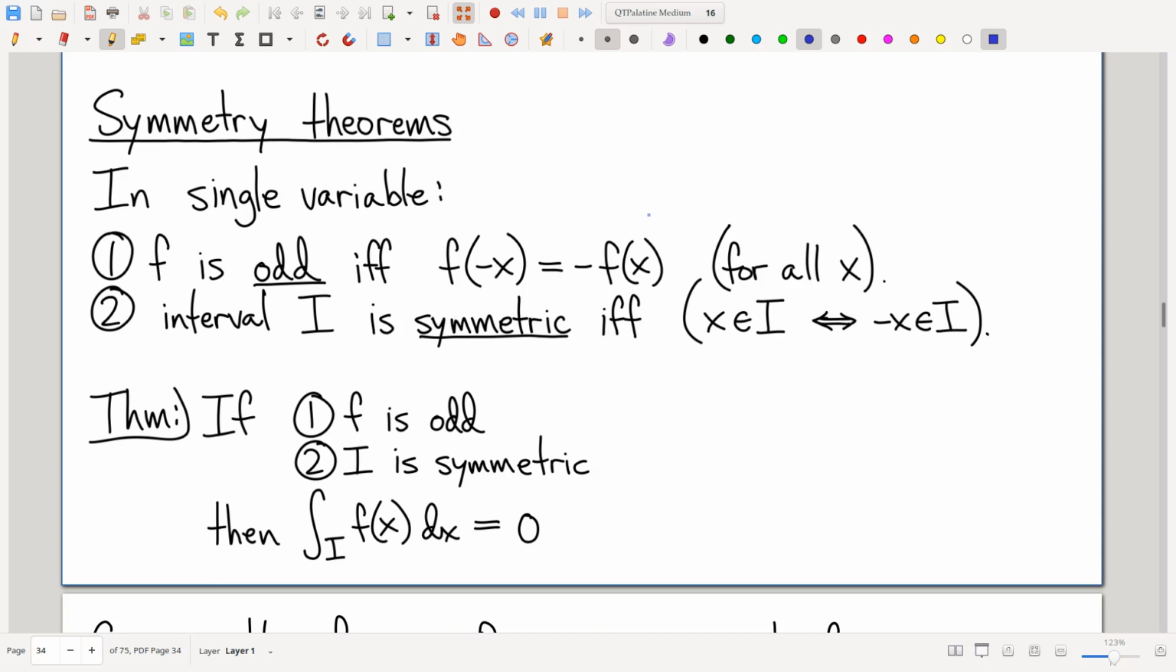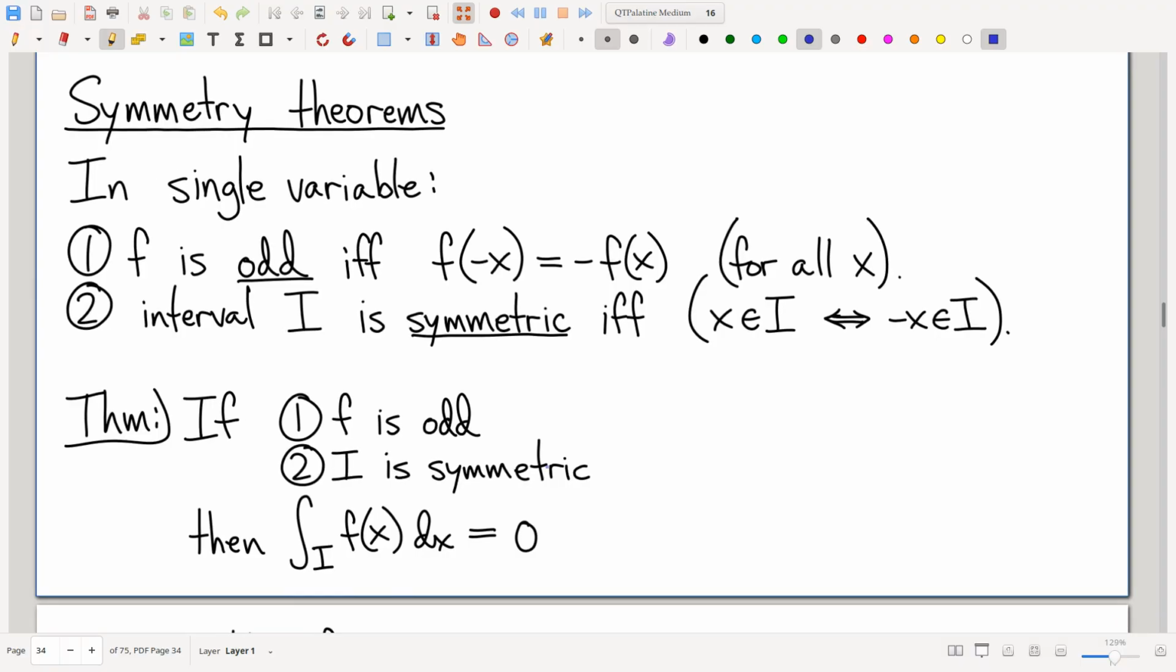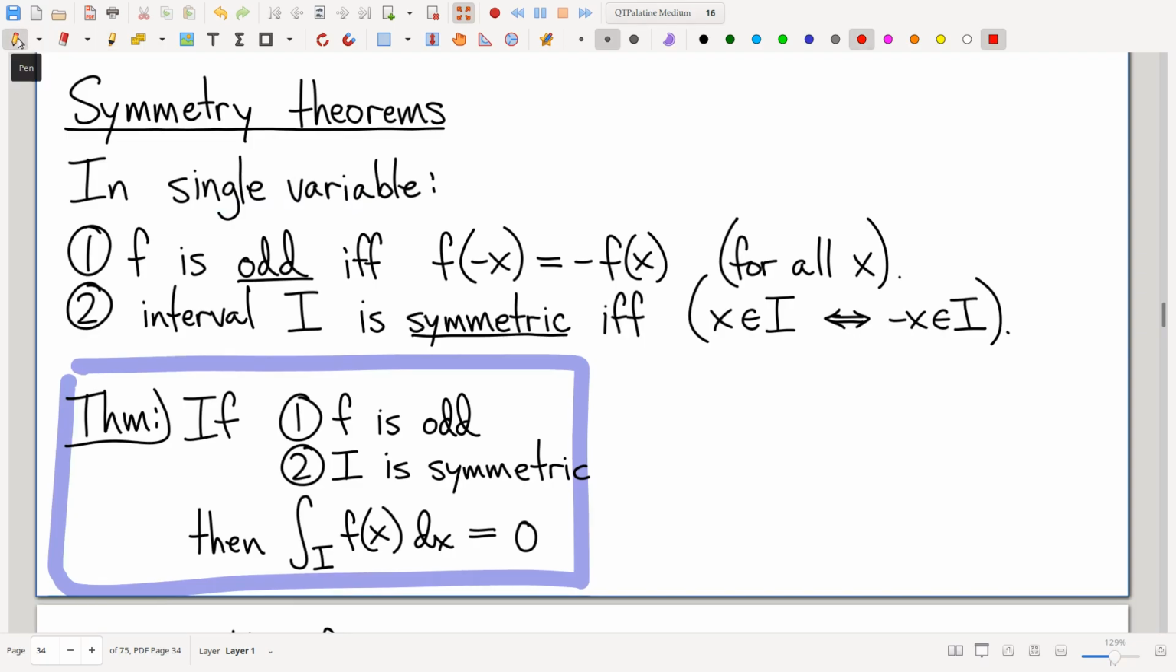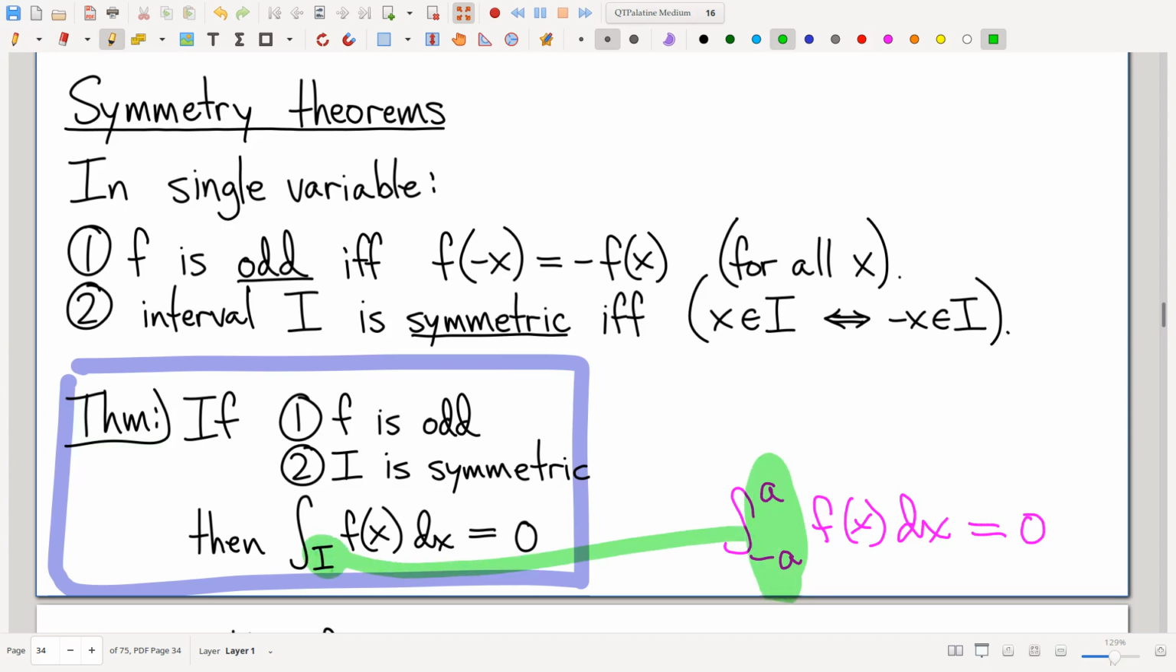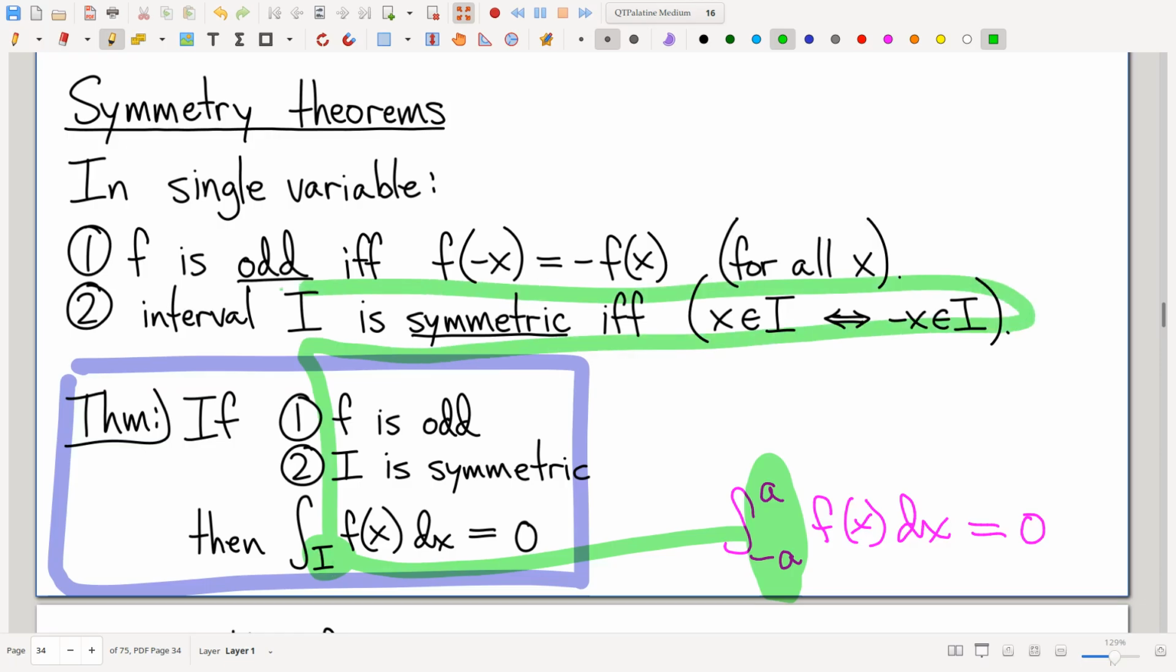Okay, so I want to remind you, first of all, of something you already know. If you go back to single variable calculus, we have this theorem. It's not written in that form in a single variable calculus class. They'll say integral from like negative a to a of f of x dx equals 0. The difference is that I've written the integral over an interval that is symmetric. By symmetric, I mean that it is its own reflection over the origin.